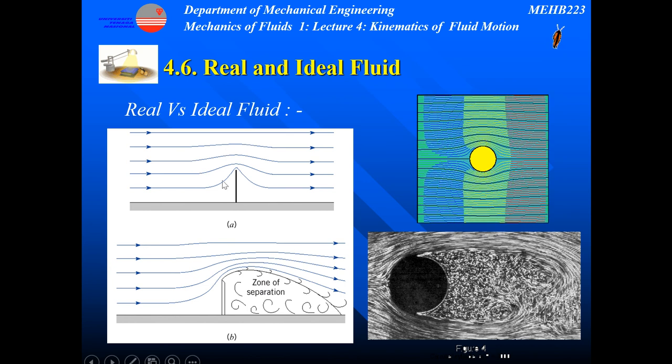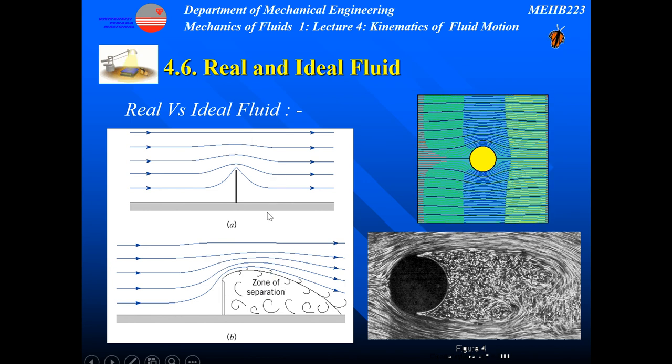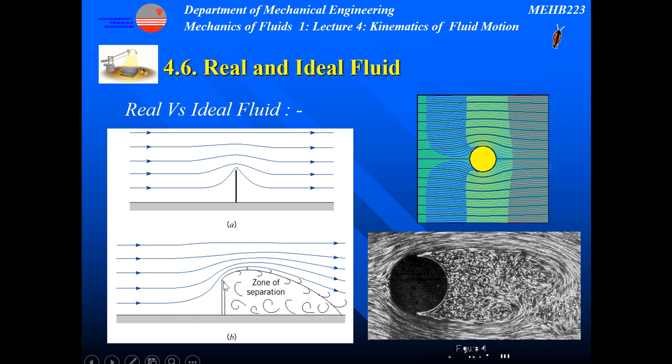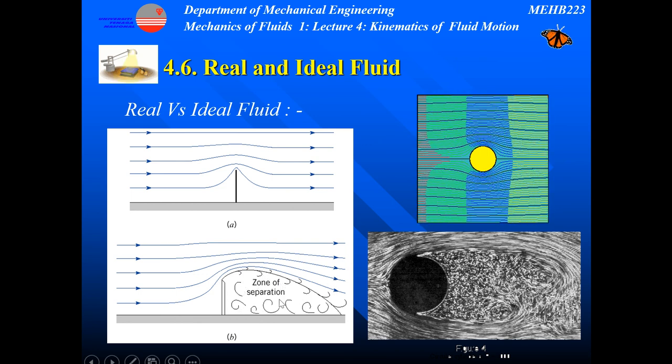So as you can see here, this is an example of ideal fluid. This is an example of real fluid. Even though we have an obstruction here, the path line, or the streamline, goes back to its original position here. Whereas in reality, we cannot get this. In reality, there will be disturbance in the flow, and after the obstruction, you should get some disturbance here. It is called the zone of separation. All right.